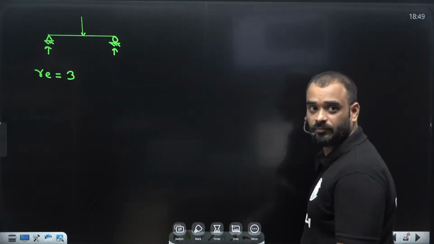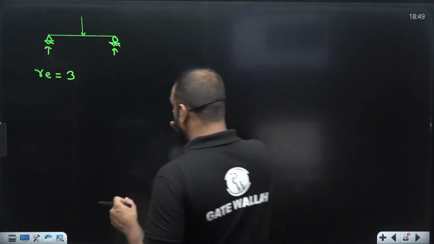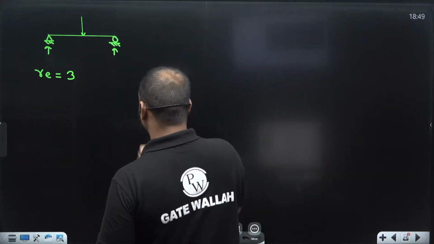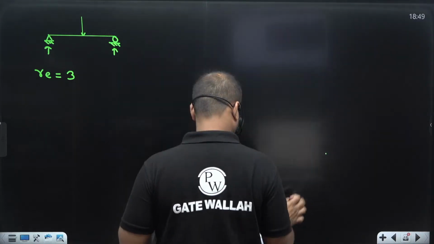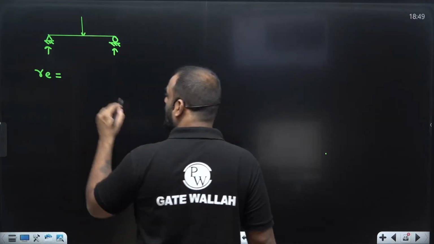Okay. Clear? Okay. Now guys, in this particular case, let us suppose RE is equal to 3. Sorry, RE is not 3, RE is equal to 2. RE is equal to how much? RE is equal to 2.